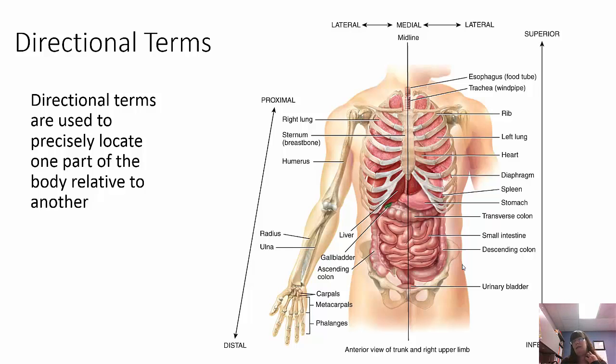So again, you would say things like the sternum is medial to the humerus, kind of thing. You could say the lungs are superior to the intestine. You could say the humerus is proximal to the phalanges. That kind of thing.